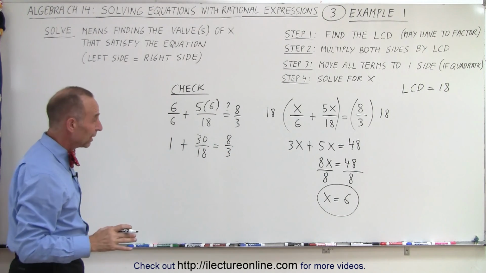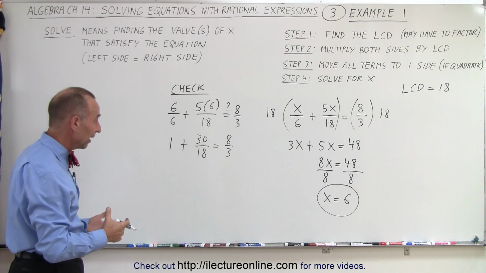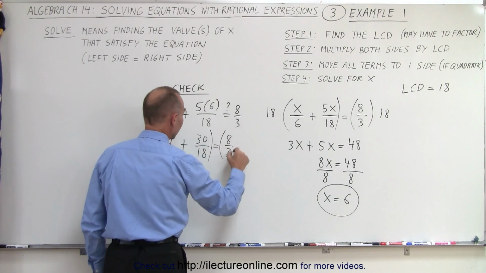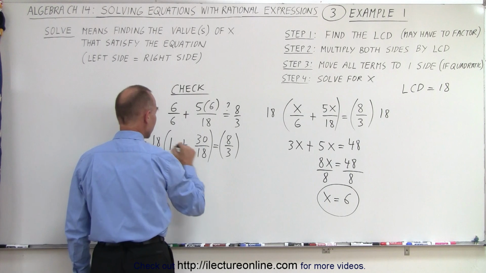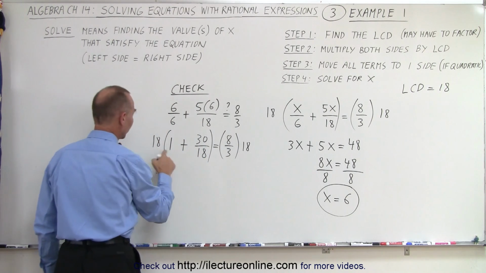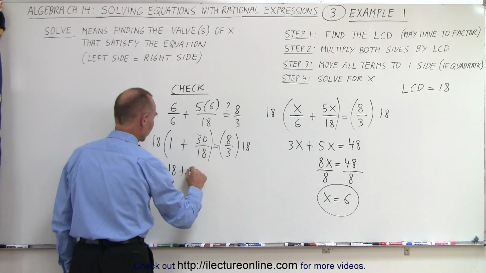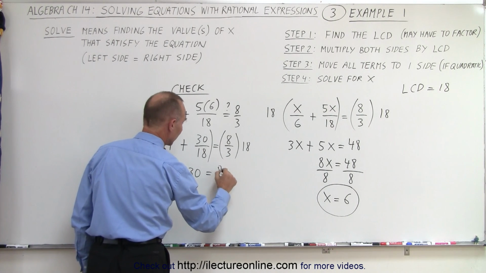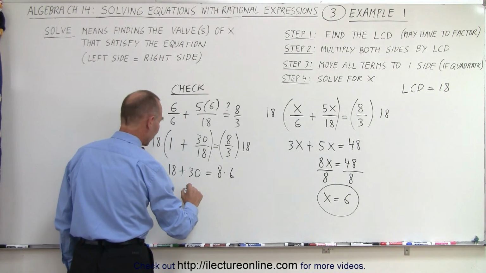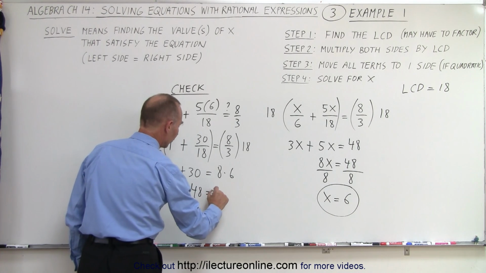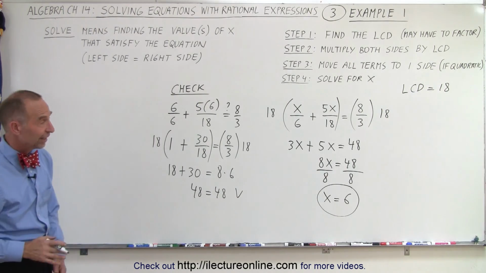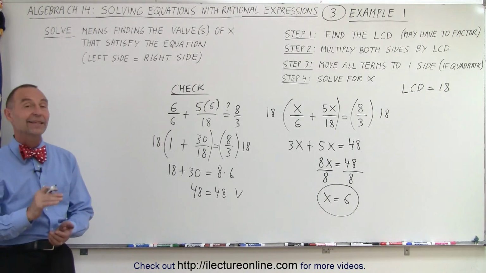Now really the only way we could check this is again to find the lowest common denominator and multiply both sides by 18. So 18, there we go. And so we have 18 plus 30 is equal to 3 goes into 18 6 times, so we get 8 times 6. And on the left side, we get 48 equals 48, and that's indeed correct. So we checked it. Our answer is indeed correct, and that is how it's done.